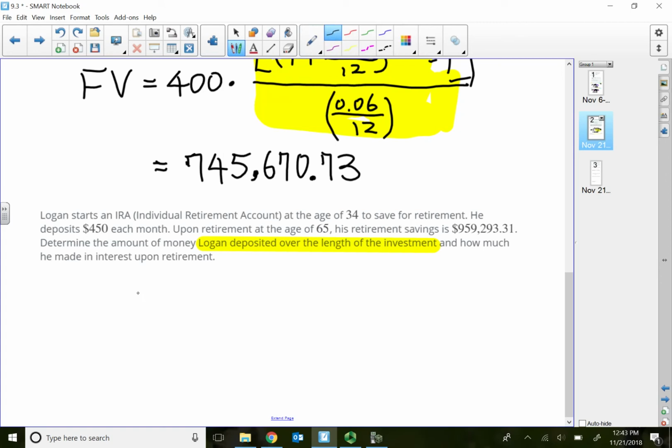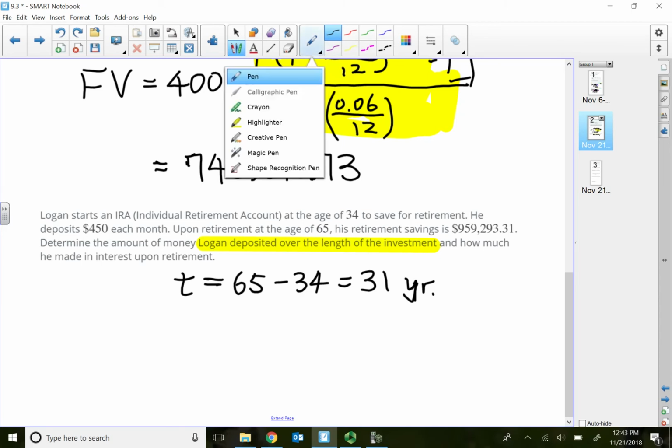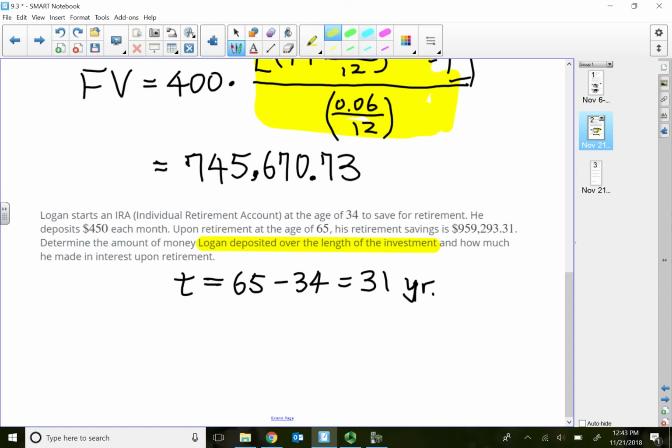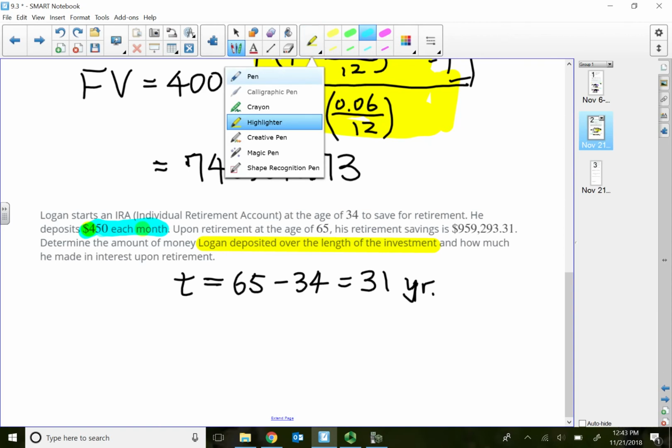This is how we do it. We need to figure out the years here. What's our time? He retired at 65 minus 34, when Logan started. So that means he actually invested for 31 years. Now we also know he deposited $450 every month. So let's give this a try.